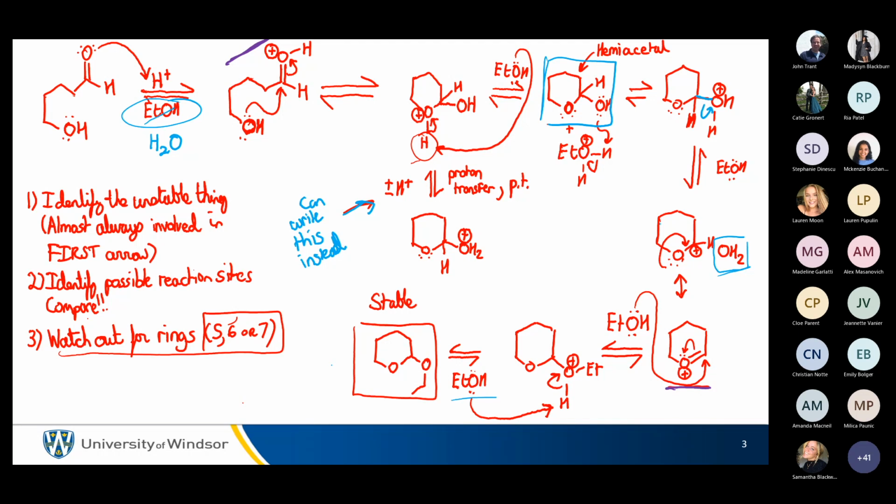But if the reaction was done in water, we're not going to want to give up water. There's tons of water. There's also nothing to trade it for. You're just stuck with water.